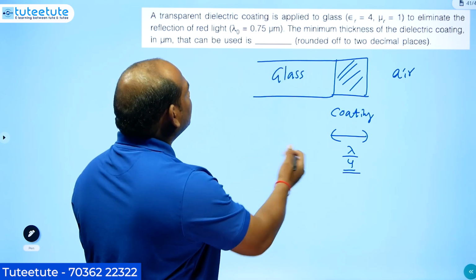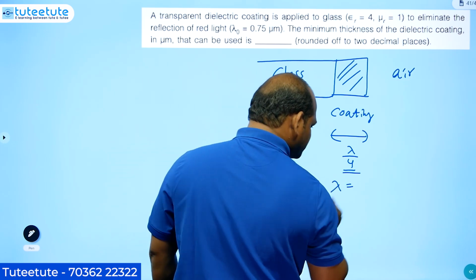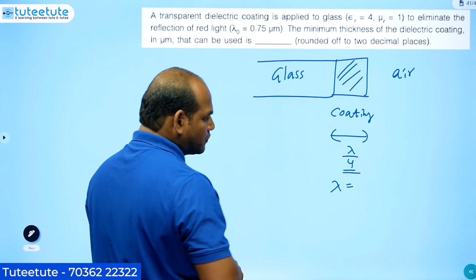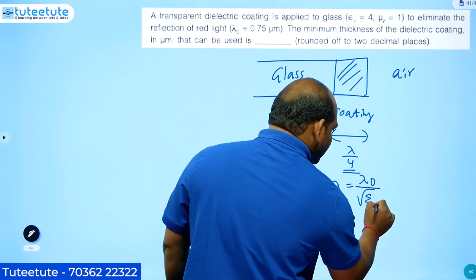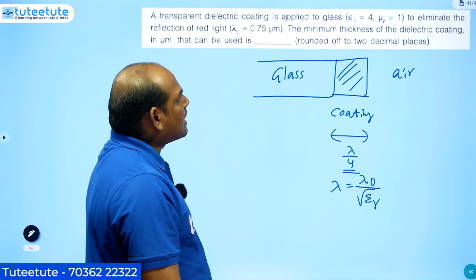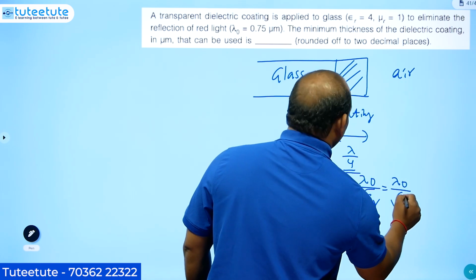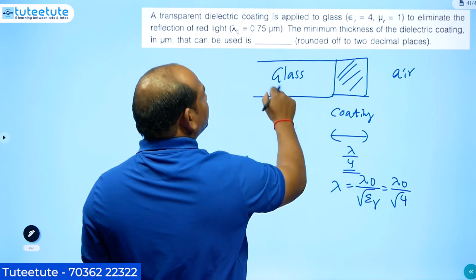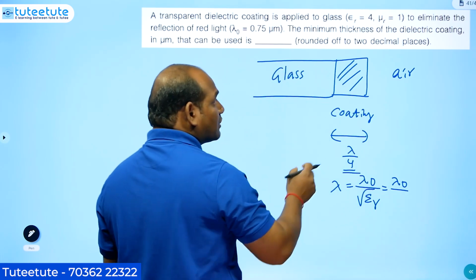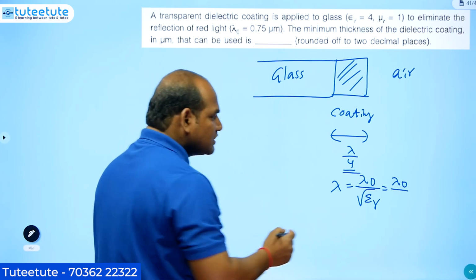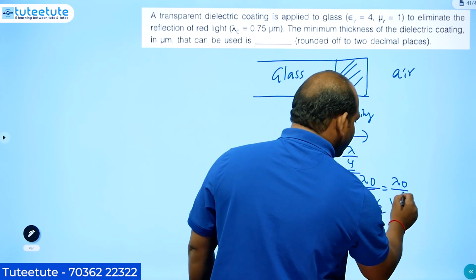So we need to calculate the lambda by 4 value. First we have to calculate lambda, then if you divide by 4, the problem is over. Lambda is equal to lambda naught by root of epsilon r. Sorry, this glass material is having 4. What is the epsilon r value for this coating material? That we don't know, so I am representing it with epsilon r2. That is what we need now, so we need to calculate that.